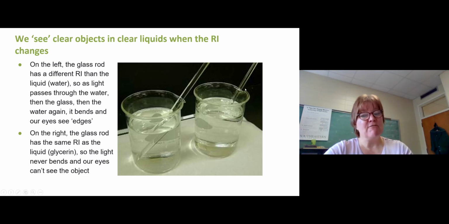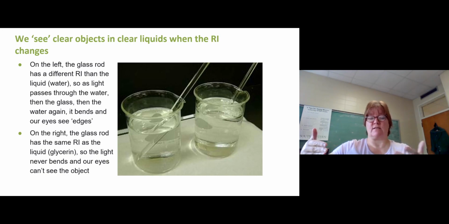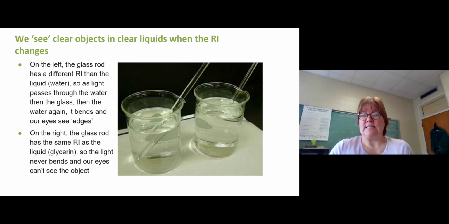Turns out, if I put this glass in a liquid that has the same refractive index, the light doesn't bend. It doesn't refract. It goes from the glycerin, I think this is glycerin, through the glass, through the glycerin. It never bends. Because it never bends, our eyes can't see where this is. So it looks like it's disappeared. And that's the basis of this method that we call the immersion method.